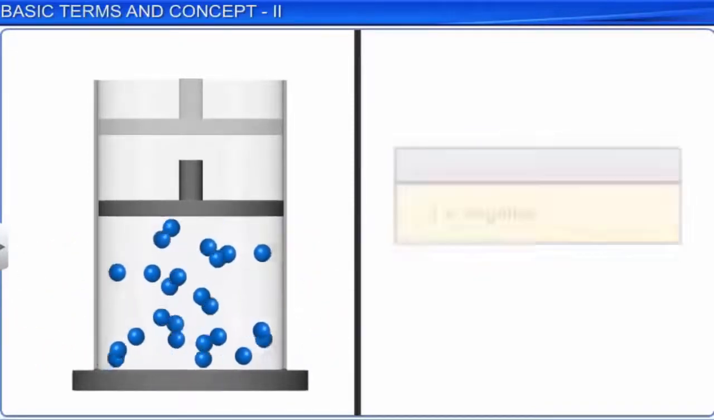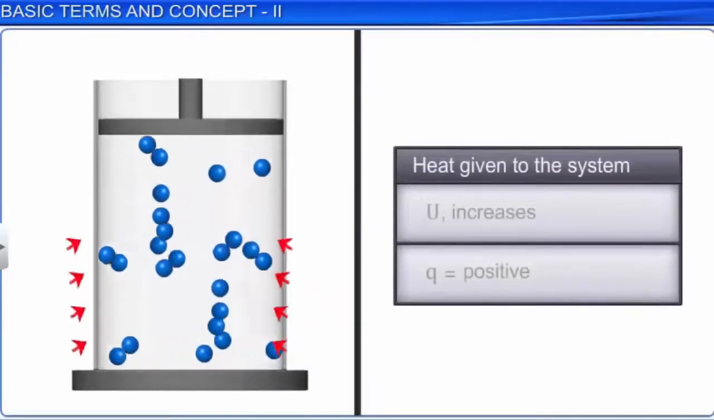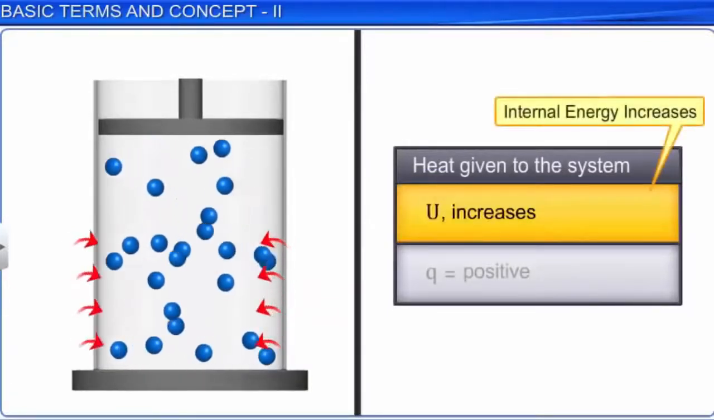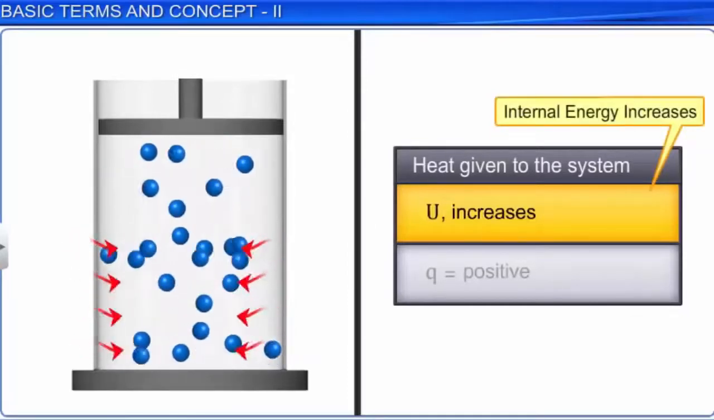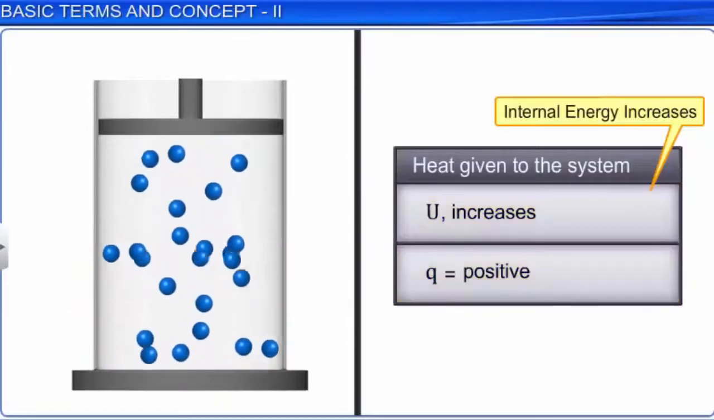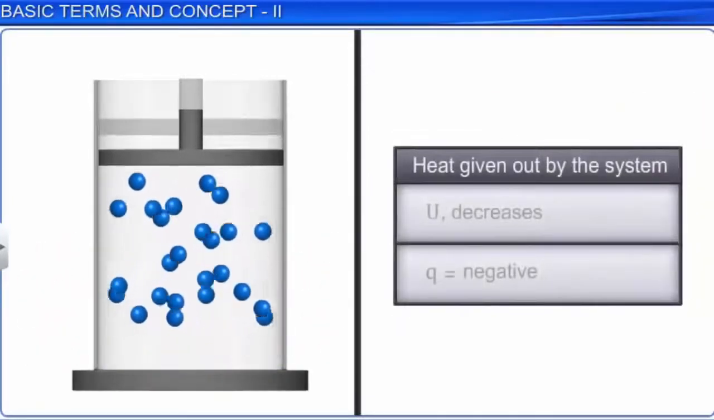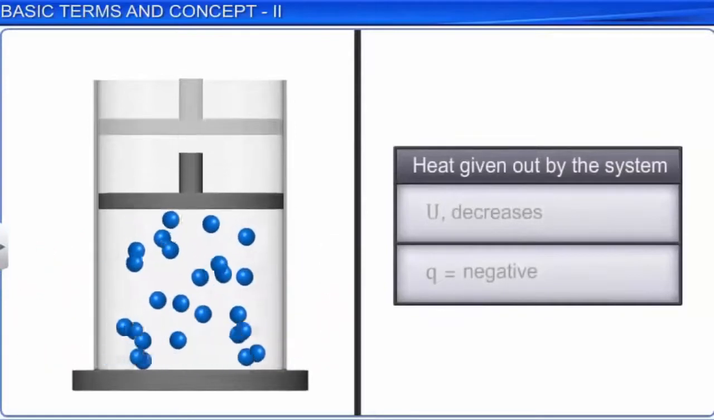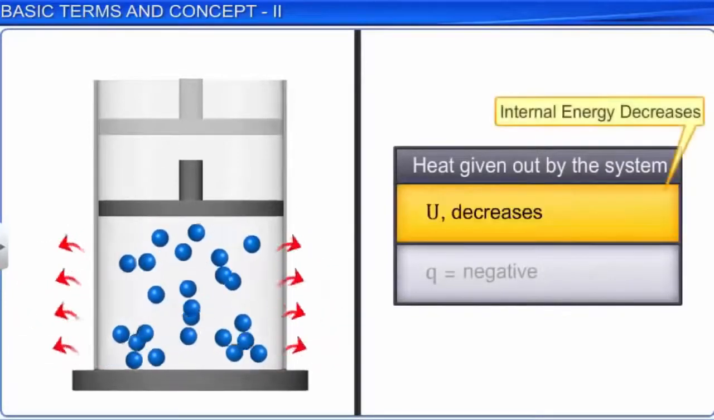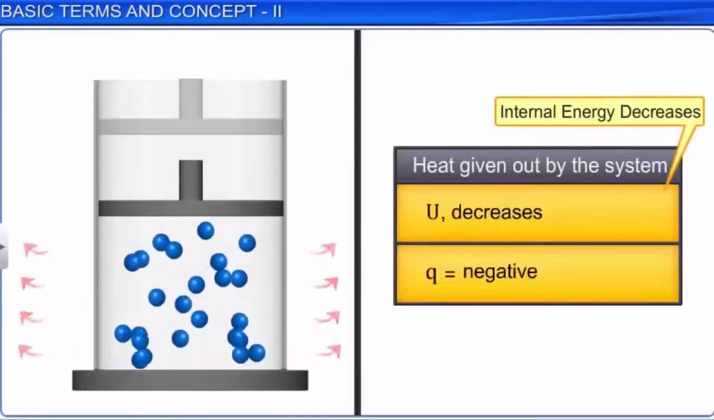If heat transfers from the surroundings to the system, then internal energy increases, and hence Q is considered as positive. On the other hand, if heat transfer takes place from the system to the surroundings, then internal energy decreases. That is, Q is negative.